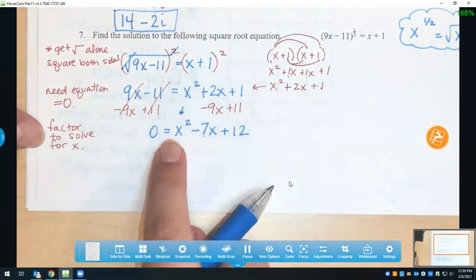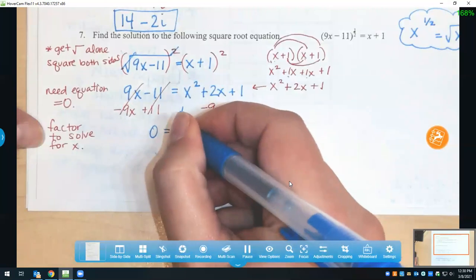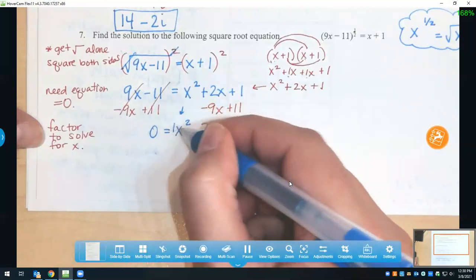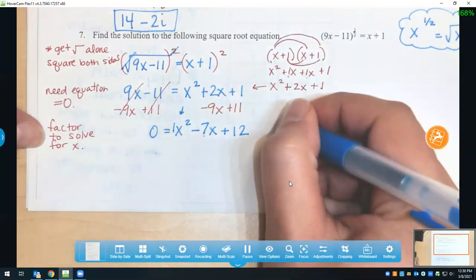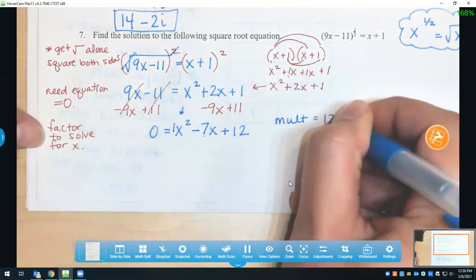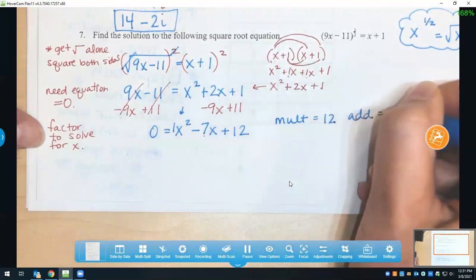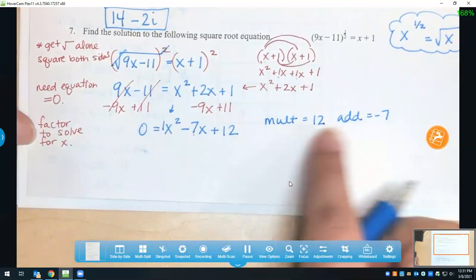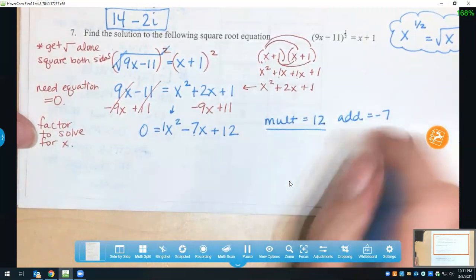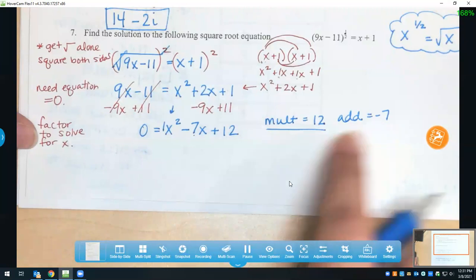So remember when you factor, you're looking for what two numbers multiply to give you, technically it's a times c, right? So you're looking for what multiplies to give you 12 but adds to give you negative 7. Okay, so those are the two numbers. You're looking for how do I multiply to get 12, but add to get negative 7.